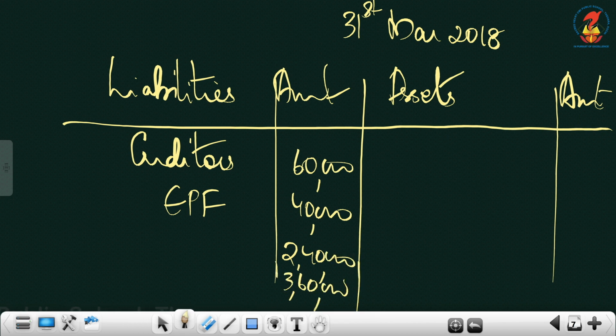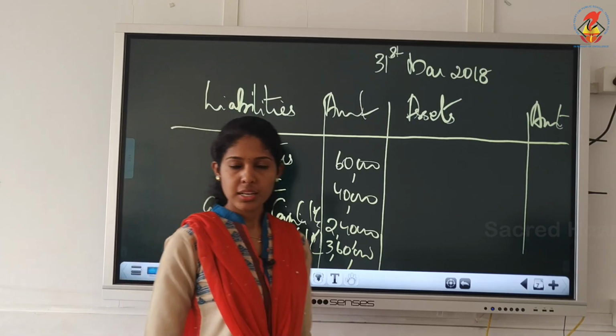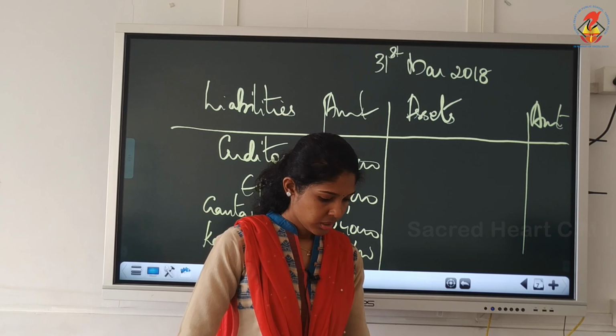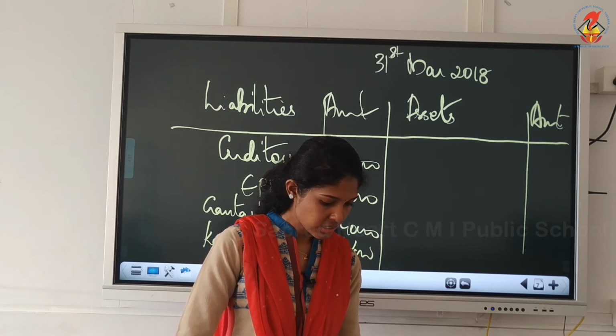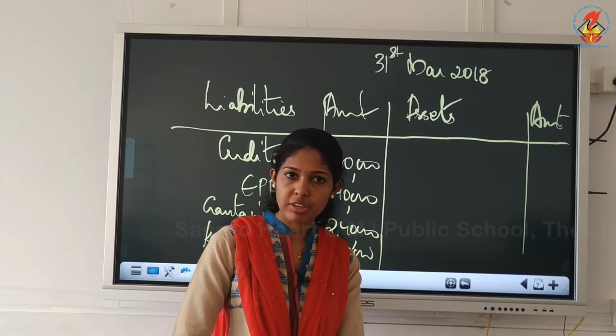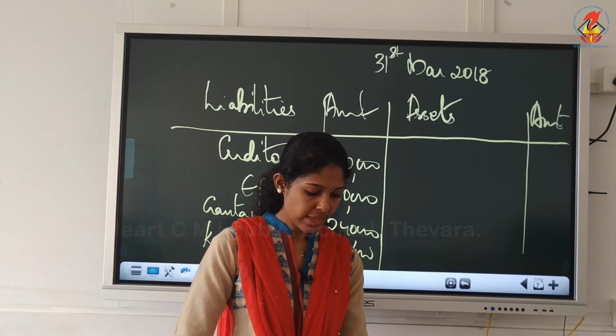You can write in the inner column also. That is Gautam's capital account and Kanika's capital account. There is no current account, nothing is there. All those you have to check. If there is a current account, that will come here. Then see whether there is any new liability in the question. We don't have any new liability. For that you have to read the adjustments. Now moving on to the asset side.